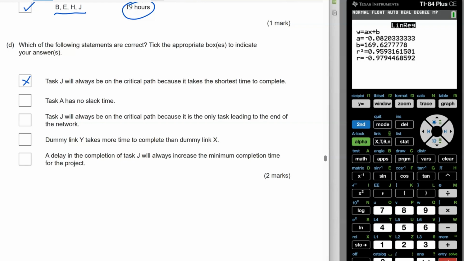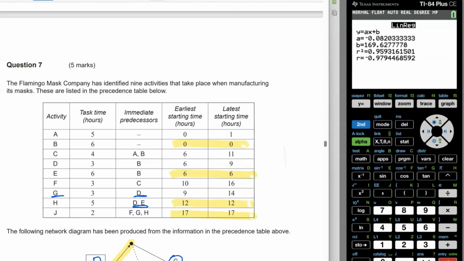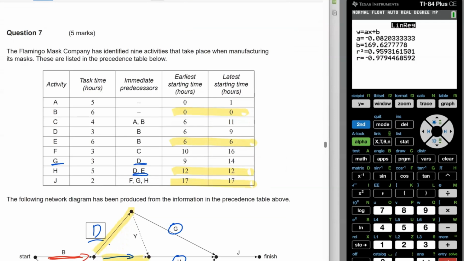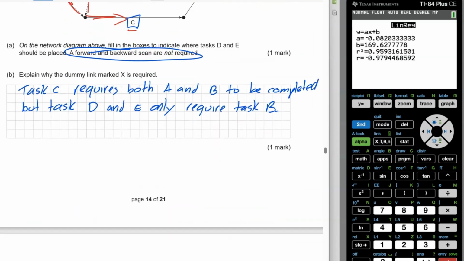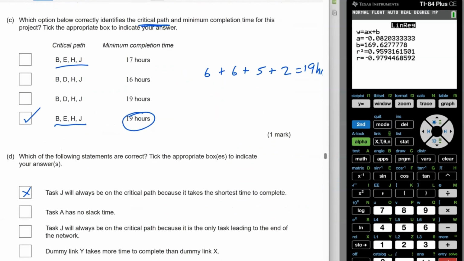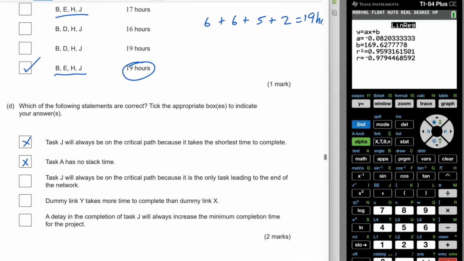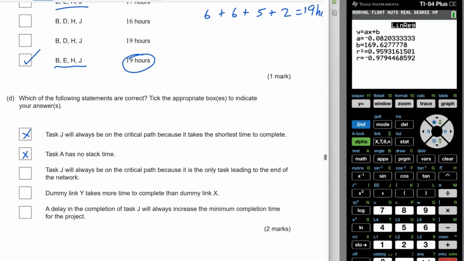Task A has no slack time. If we're looking up here, this is where we're finding our slack time. Task A we're going to have 1 take 0, which equals 1 hour. So it's got 1 hour slack time, so that one is not possible either. Task J will always be on the critical path because it's the only task leading to the end of the network. Well, we just saw that above. We said that was why it was on the critical path. Dummy link Y takes more time to complete than dummy link X. They both have 0 time.